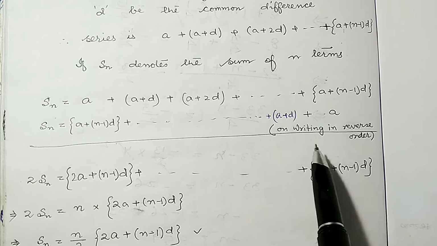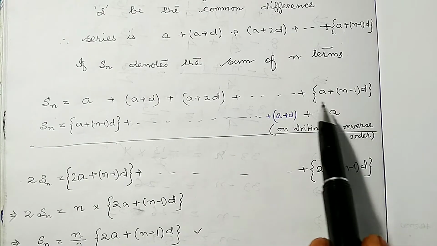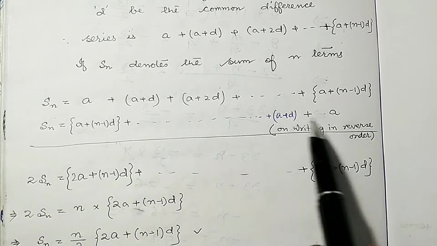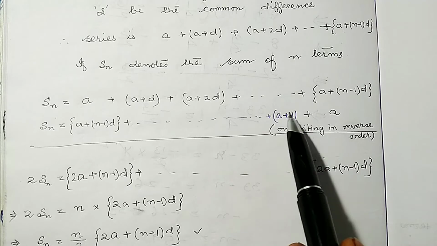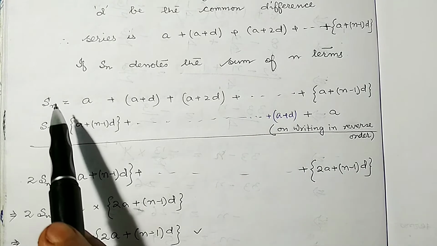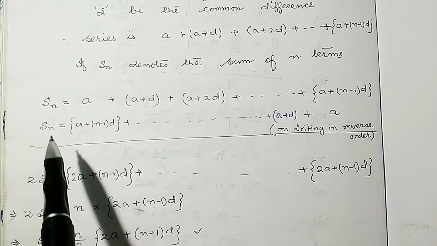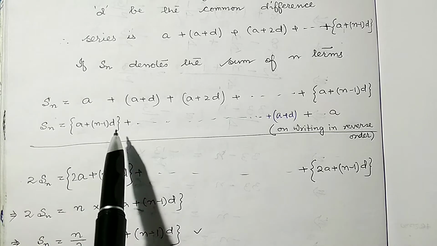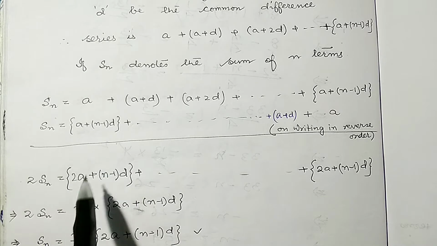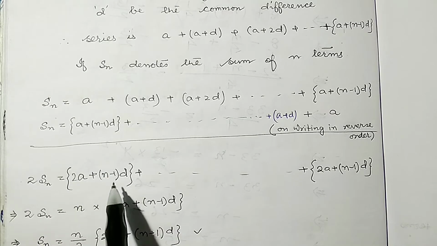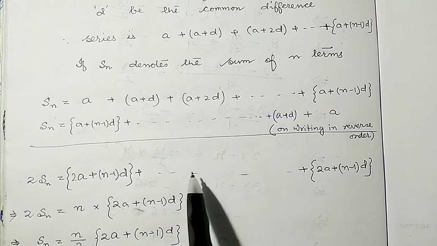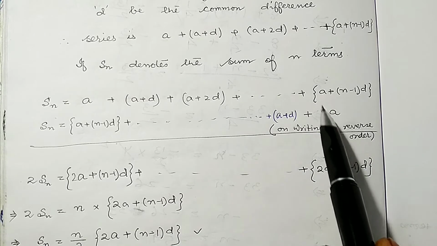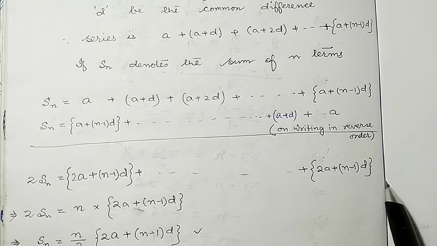Now just like the previous sum, what we can do, we can write this line in the reverse order. So on writing in reverse order, what we will do, A plus n minus 1 into D will be written first, and this A will come here. That means this term will be A plus D. Now we will just add column wise Sn plus Sn, 2Sn, A plus n minus 1, A plus A, twice A. So it will be twice A plus n minus 1 into D. Similarly here, in all the cases we are going to get the same term. In the last case also, A plus A twice A plus n minus 1 into D.